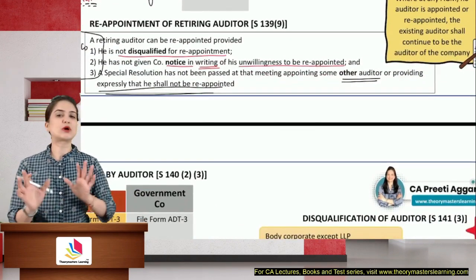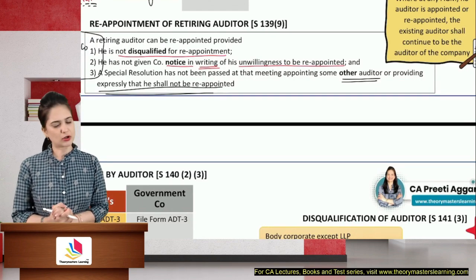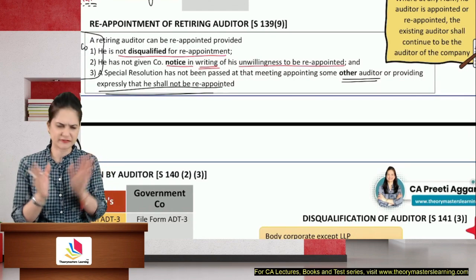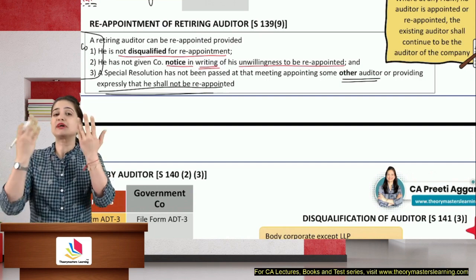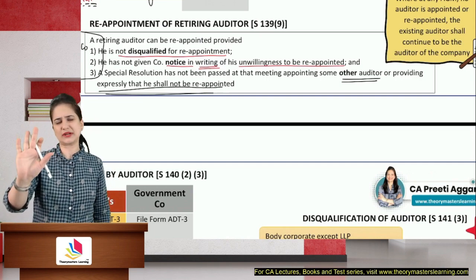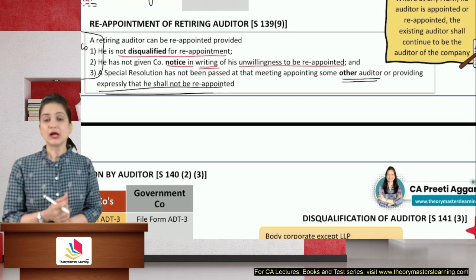He should not be disqualified from being appointed. All right, he should not be subject to any of those disqualifications. He should not give in writing that, please, I don't want to be reappointed. Then in that case, we can't reappoint him.